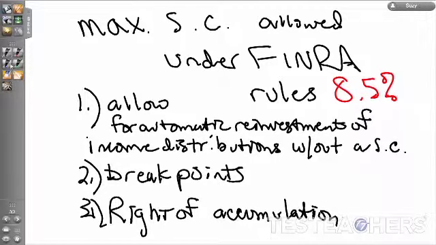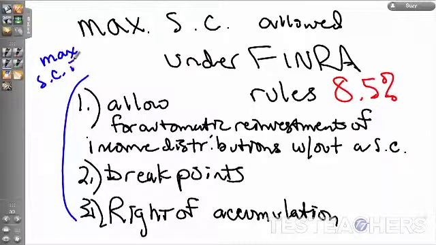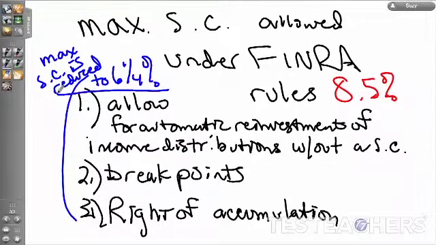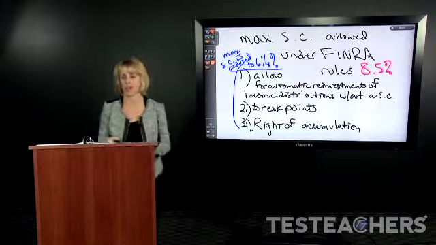If the mutual fund does not offer all three of these things, then the maximum sales charge is reduced to 6.25%. The maximum sales charge allowed if the fund does not offer a break point, the right of accumulation, and the right to reinvest income distributions without a sales charge goes down to 6.25%.